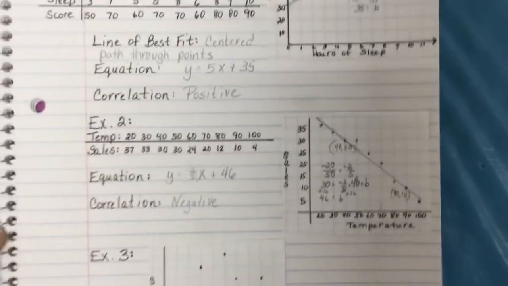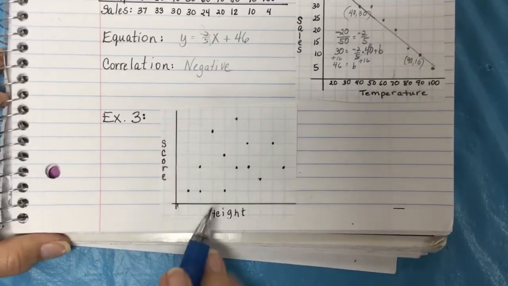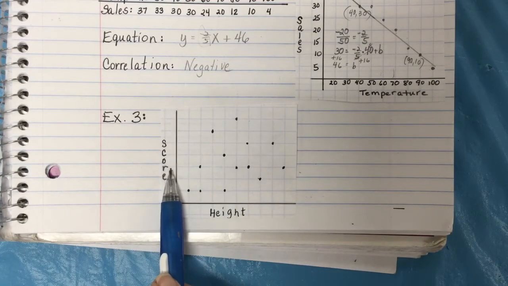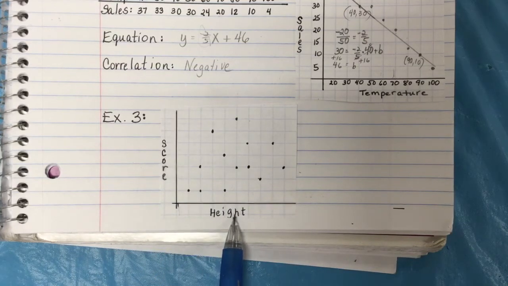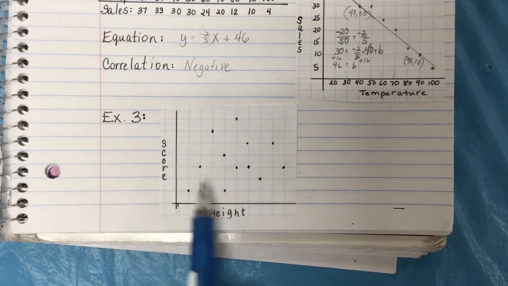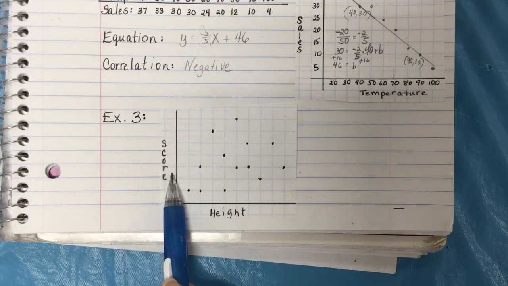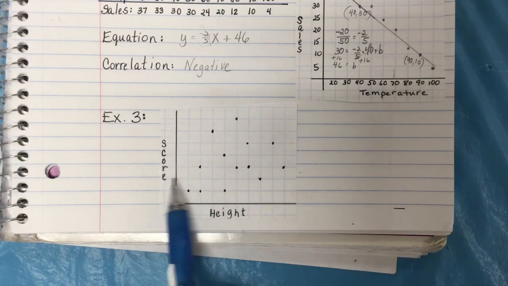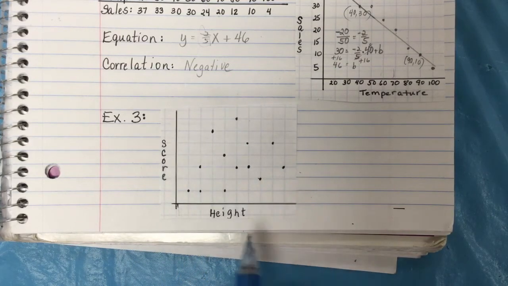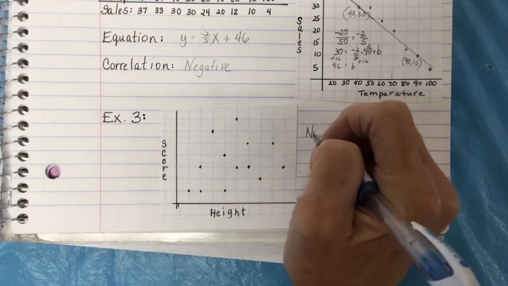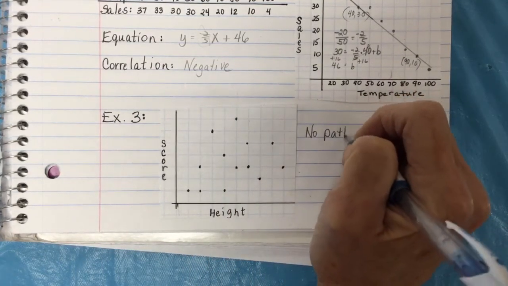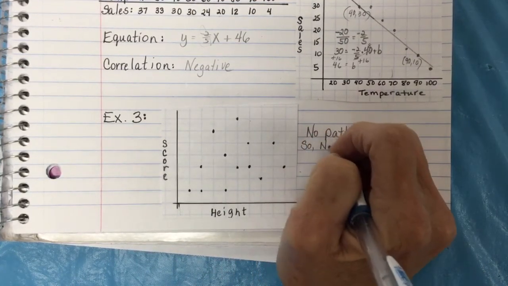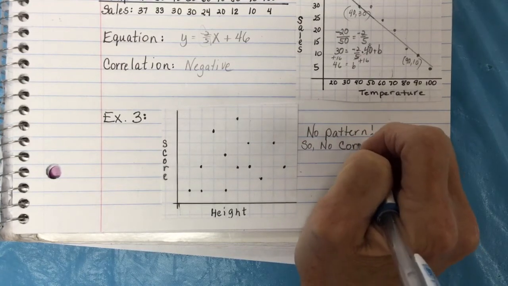All right, last example. On example 3, this is a scatter plot that's comparing a score on a test, a Spanish test, and height. Height has no effect on their score. And you can tell that that's true because the scatter plot shows no path. There's no pattern whatsoever. And so when there is no pattern, then that means that there's no correlation. So write no pattern, so no correlation. It's not positive, it's not negative, there's none.